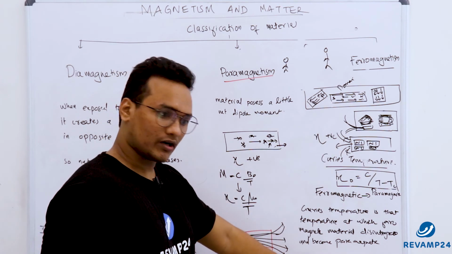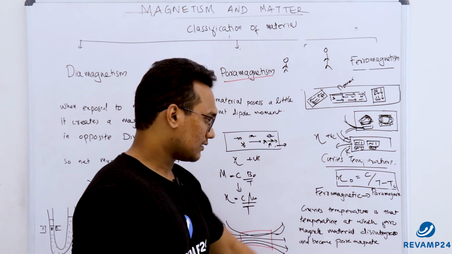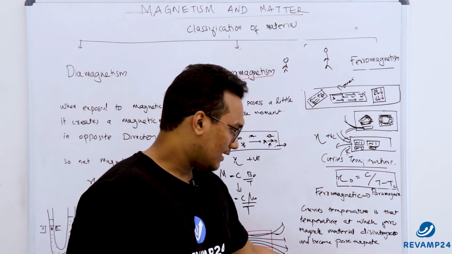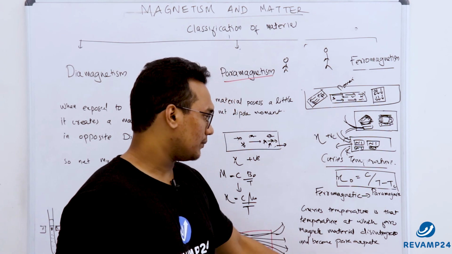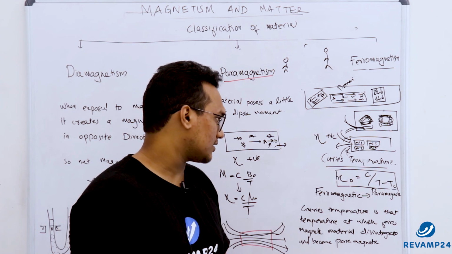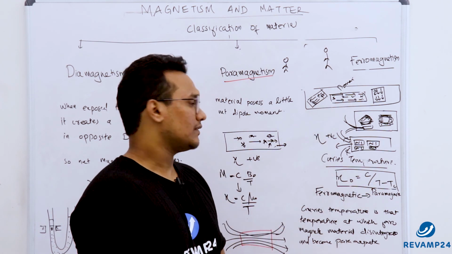And one more thing, for iron, 1043 is the Curie's temperature. Above this temperature, it will behave as a paramagnetic substance. And if you still increase the temperature, what will happen? Susceptibility will start decreasing. That's all. Thank you.